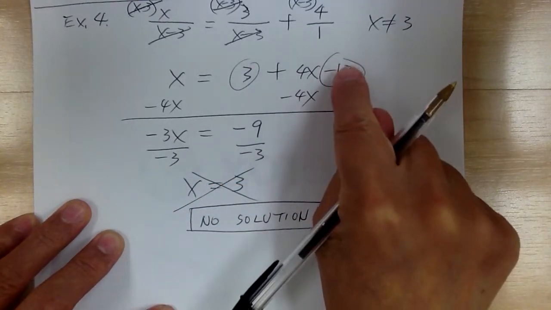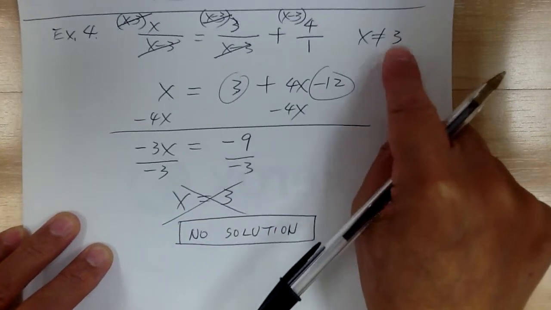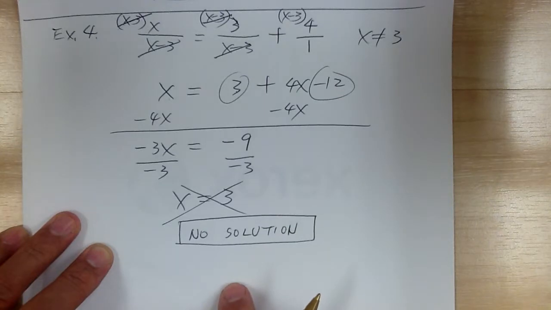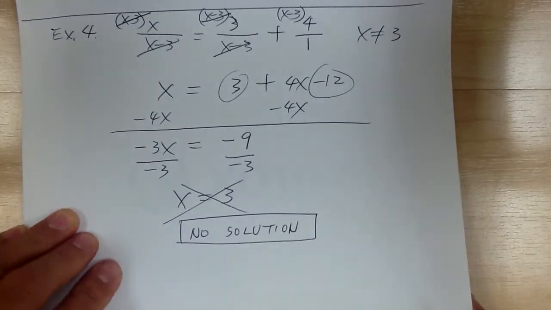Okay, so you have to watch that. Again, the answer you get, that's what you have to keep track of, right? The answer you get is not allowed, so this one has no solution. Okay, let's go to example 5.